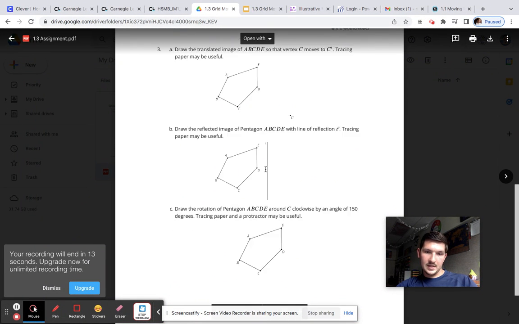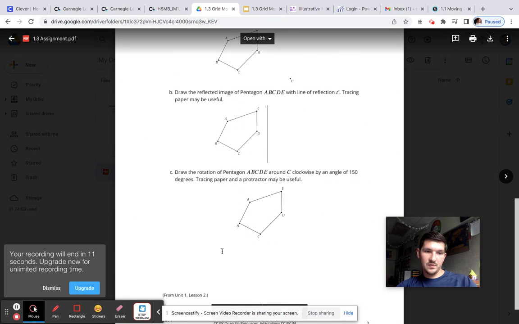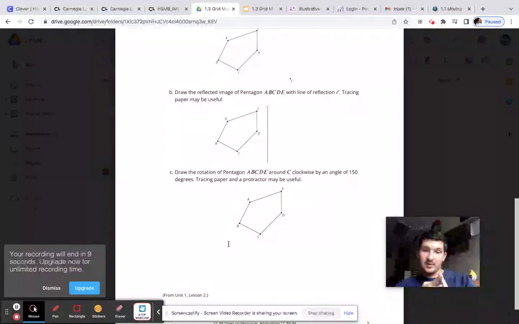Try reflecting, and then you're going to do a little rotation. This is 150 degrees. If you have a protractor, I recommend you use a protractor. If you don't, y'all skip C, but do your best. Let me know if you need anything.